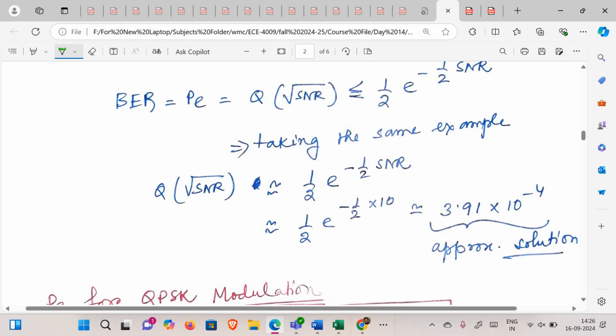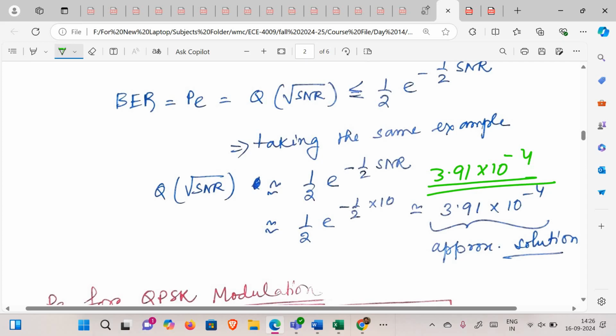Now you can see over here, when we use the expression half of e to the power minus half of SNR. Why SNR? Because it was square root SNR, so it has gone square. So we get a value which is approximately 3.91 into 10 to the power minus 4. You see.